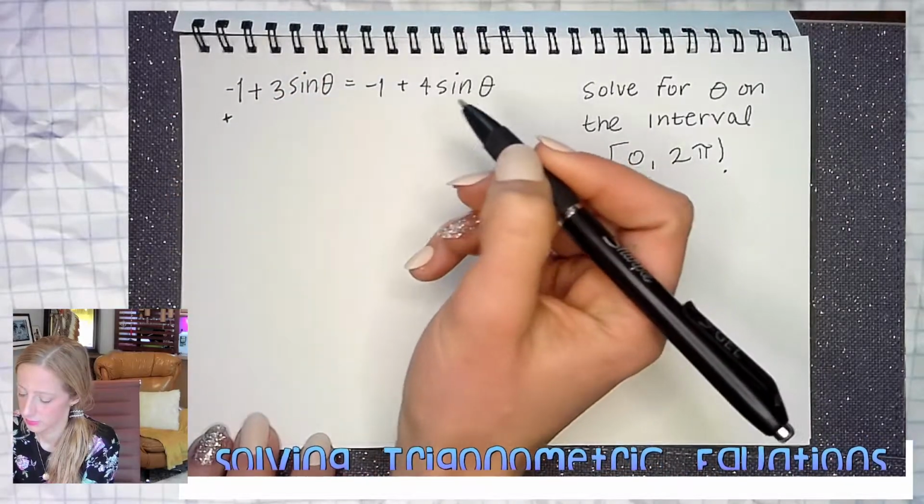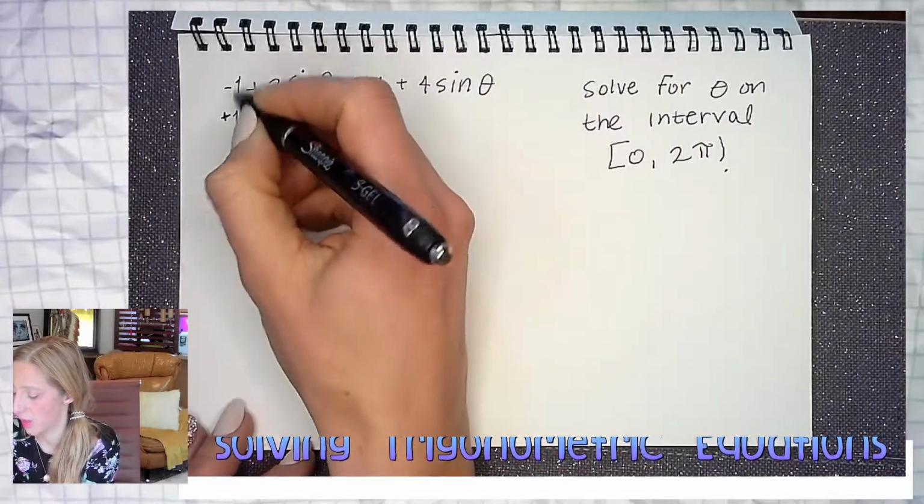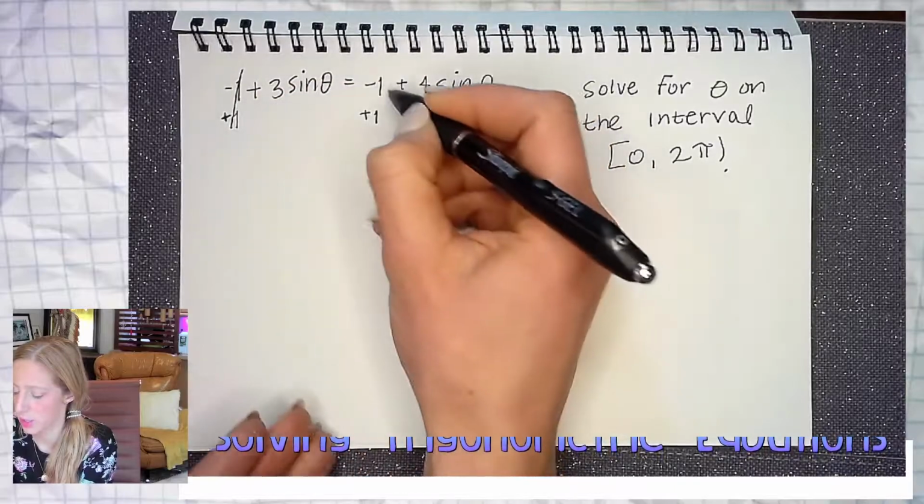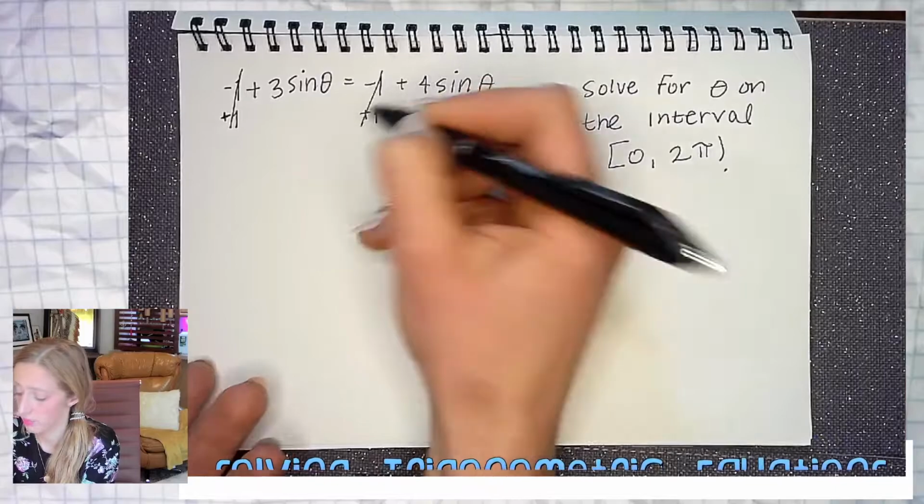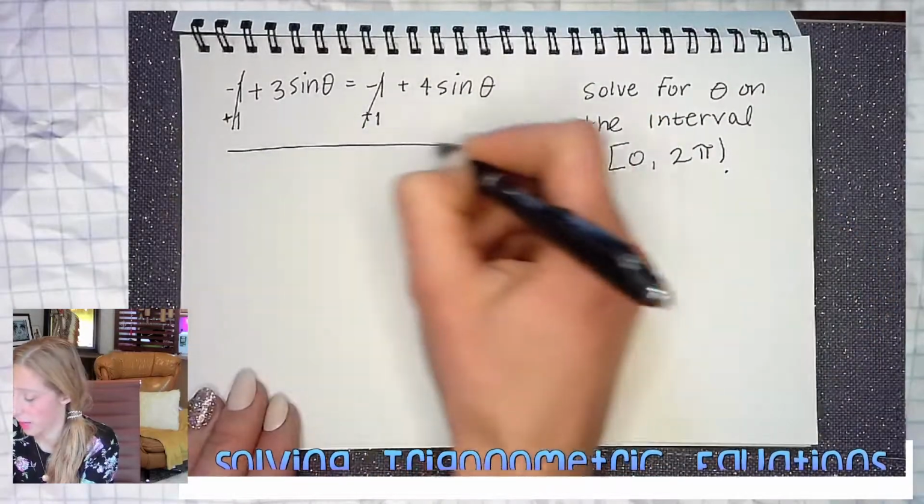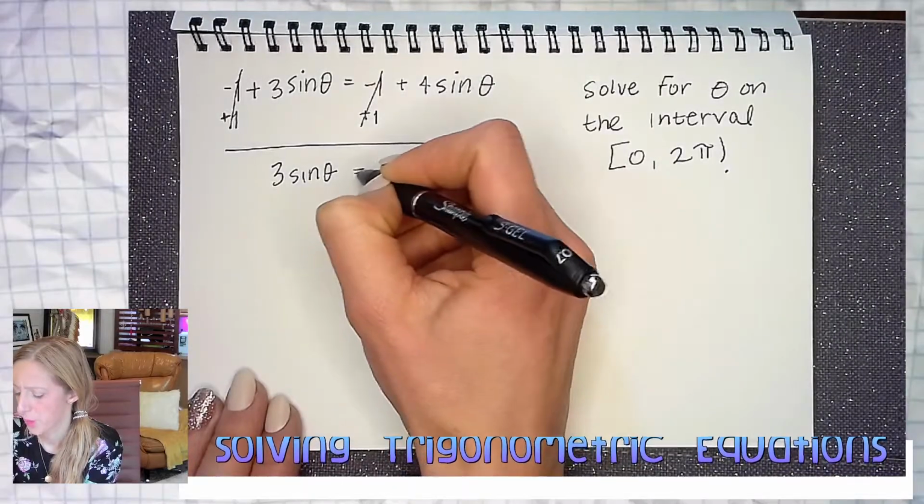Move the -1. Yeah, I'd add 1 to both sides. Normally you'd combine it over here, and we're still combining it, but it eliminates from both sides. So, adios. Now I just have 3 sine theta equals 4 sine theta.